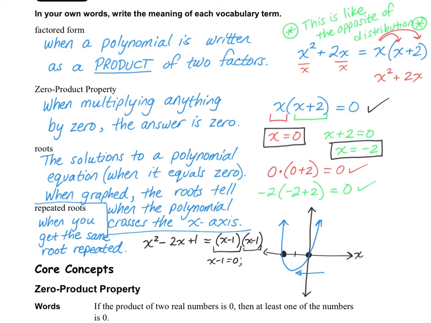So that means that x is equal to positive 1. When you graph a repeated root, what it's going to look like is this. You'll have it coming down to x equals 1, and since there's only one of them and it's repeated, it's going to come down, touch the x-axis at that point, and then come right back up. Notice that there's only one root, so it only touches the x-axis once, whereas over here, there were two roots, and so it crossed the x-axis twice.